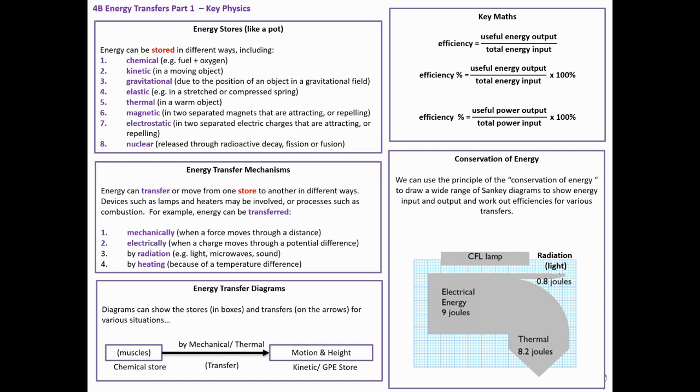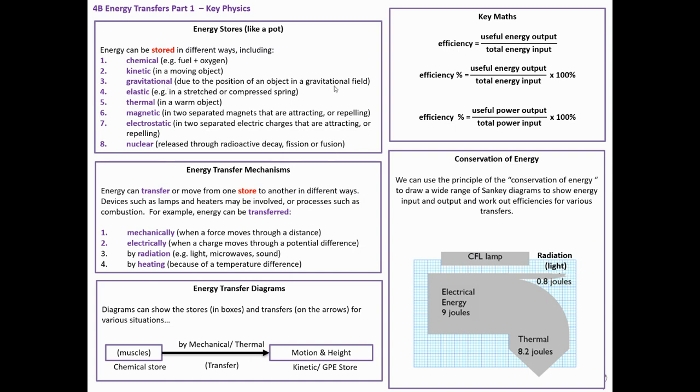Okay, so we're looking at iGCSE introductory topics. So it's 4B, energy transfers part 1. Basically, we're looking at the energy stores. You've got to learn all the stores. They're like little pots where the energy is going. So we're looking at chemical, kinetic, gravitational.